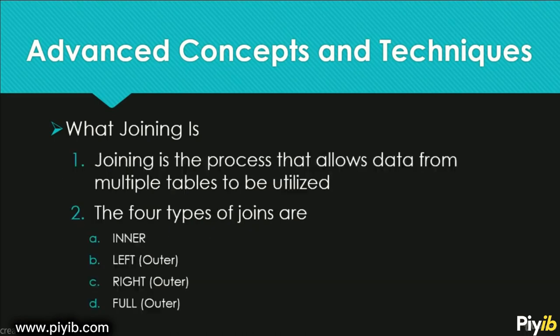So what is joining? Well, joining is the process that allows data from multiple tables to be used. So far, we've only been running our queries on one table, but most of the time you're actually going to need to use two or even more. The four types of joins are inner, left, right, and full.